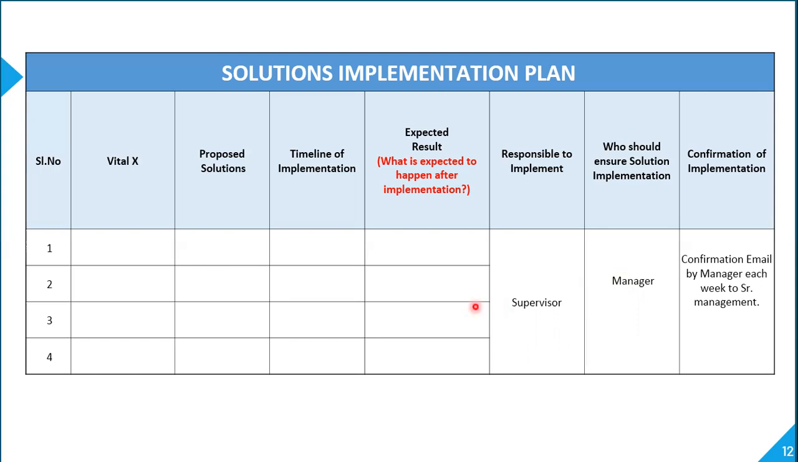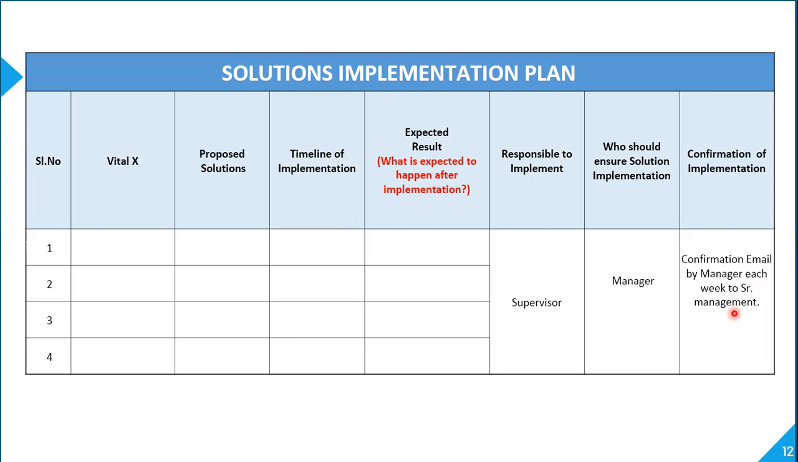Right? So you're not going to blame this person if solutions are not implemented properly. This is going to be this individual, this gentleman. He is supposed to ensure that solutions are smoothly implemented across the ships. And what is the confirmation? I mean, what is the proof that solutions are implemented? So confirmation would be a confirmation email by the manager each week to senior management that yes, they have implemented the solutions or they are implementing the solution. And this is how you can keep track of whether solutions are properly implemented or not.